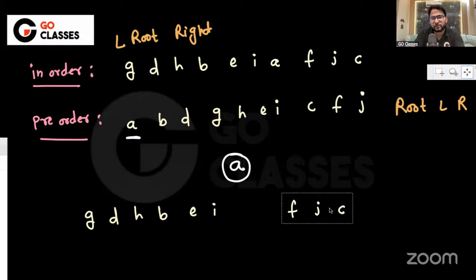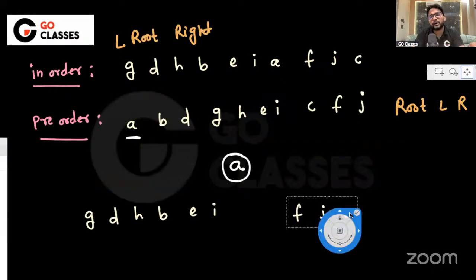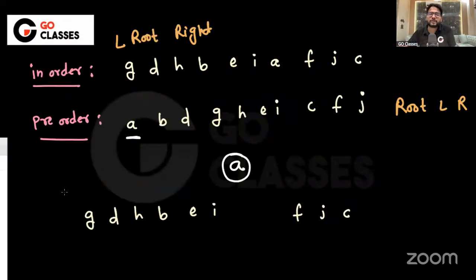On right of this is FJC. Okay. So till now, our iteration number one is completed, where we are basically identifying the root. And once we identify the root using the pre-order, you then go back to in order, because pre-order's job is just to identify the root. Just go back to in order and divide this problem into two sub-problems. Now you have to do these things recursively.